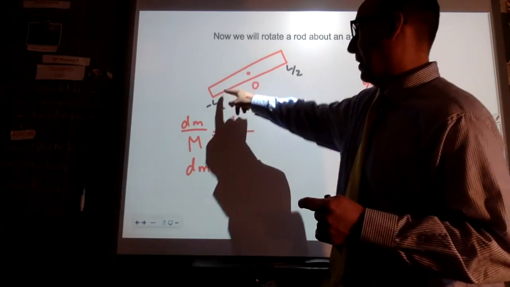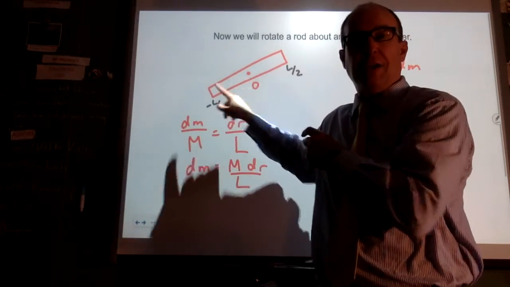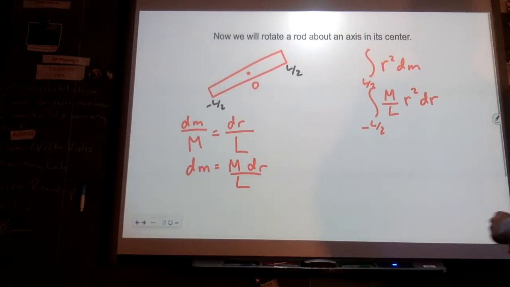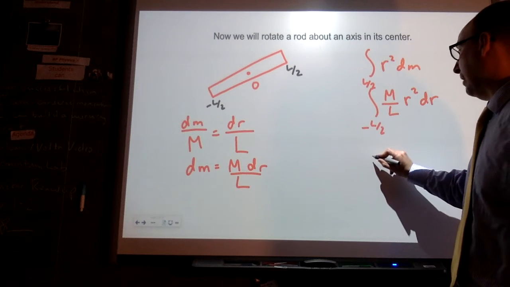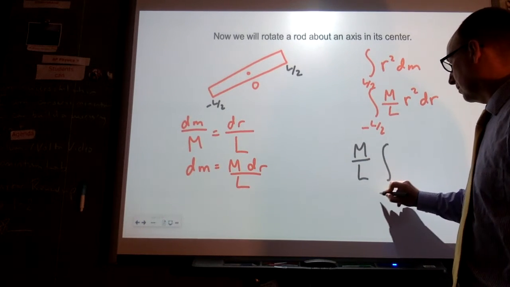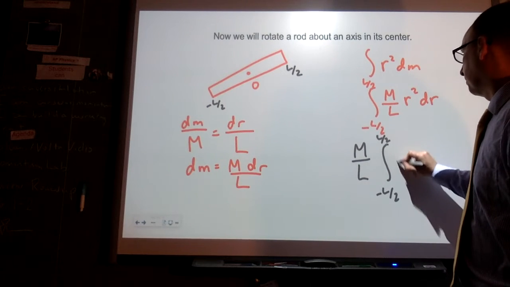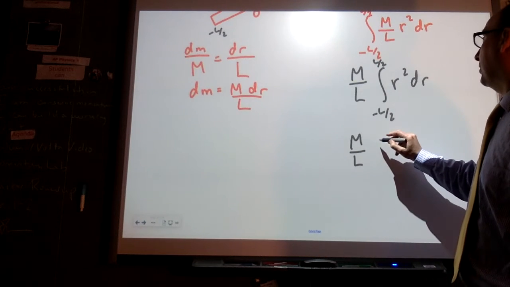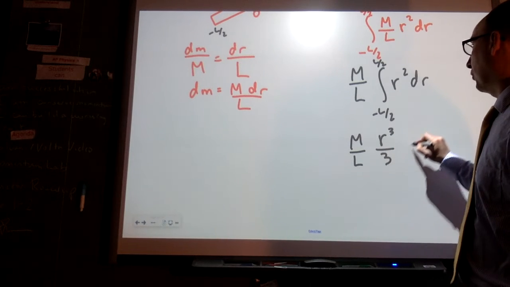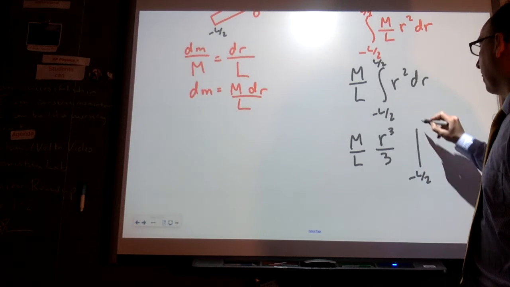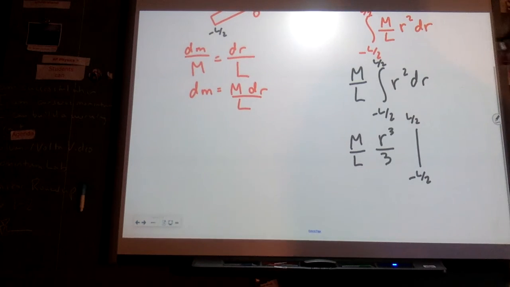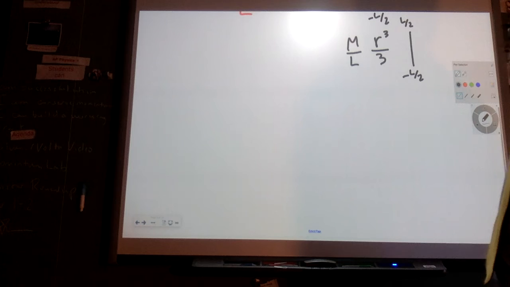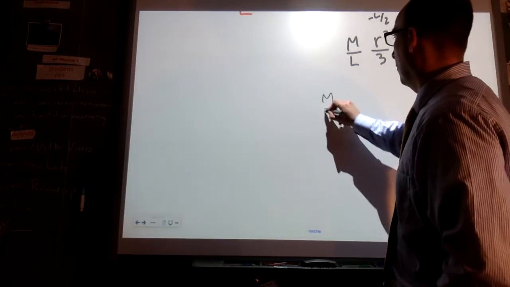And you can see that if you move this, the only thing that's going to change is what you integrate over, and it's going to give you different moments of inertia based on where your axis is in this uniform rod. All right, so let's take the M over L out. And I'm going to get M over L times R cubed over 3. And then I have negative L over 2 and positive L over 2.